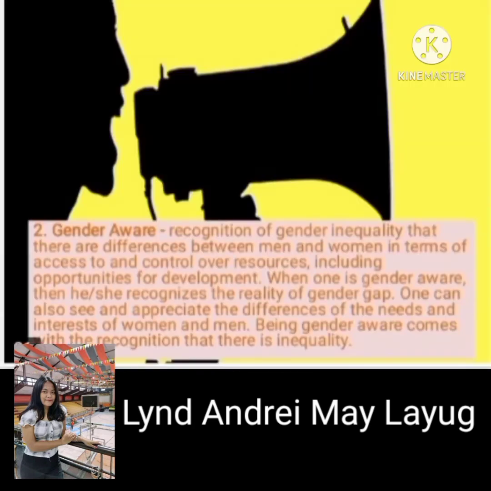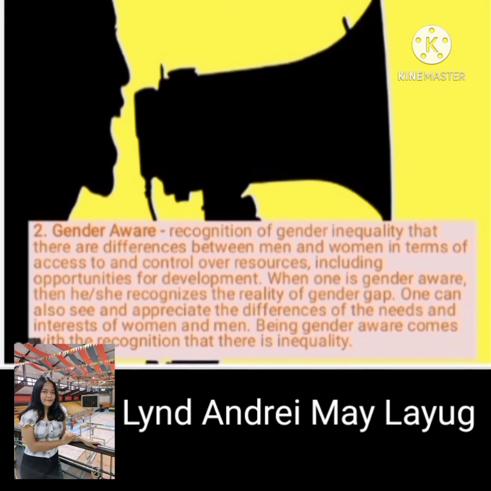So next, we have gender aware. It is the recognition of gender inequality, that there are differences between men and women in terms of access to and control over resources, including opportunities for development. When one is gender aware, then she recognizes the reality of gender gap. One can also see and appreciate the differences of the needs and interests of women and men. Being gender aware comes with the recognition that there is inequality.